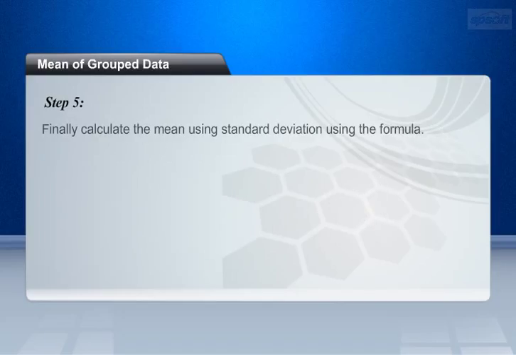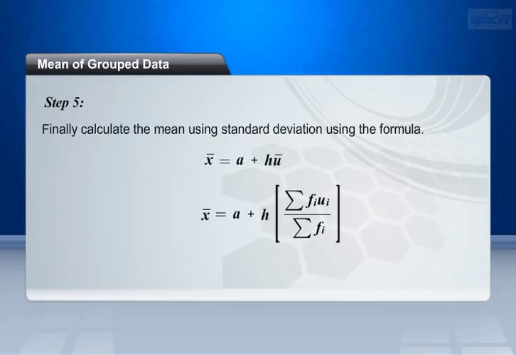Step 5. Finally, calculate the mean using the formula x bar equals A plus h into u bar. Therefore, x bar equals A plus h into sigma fi ui by sigma fi. Here, x bar is the mean in the step deviation method.